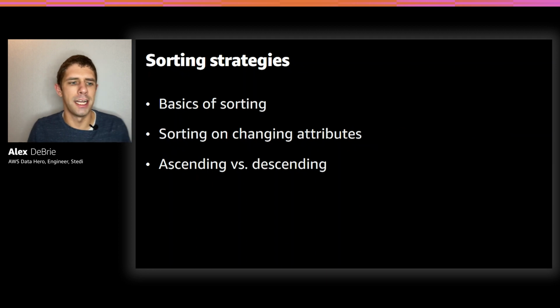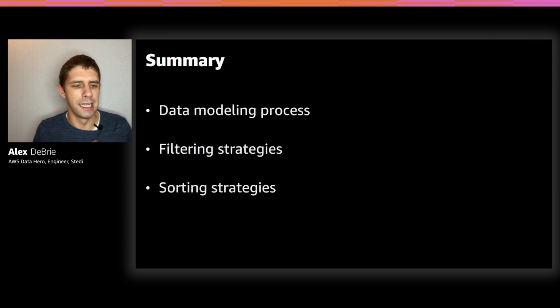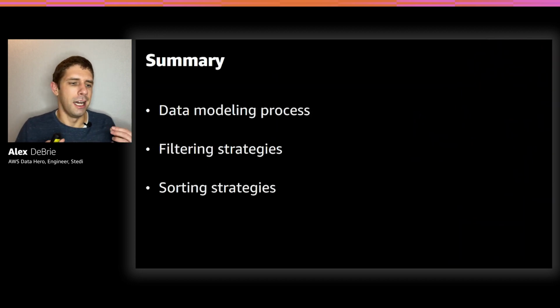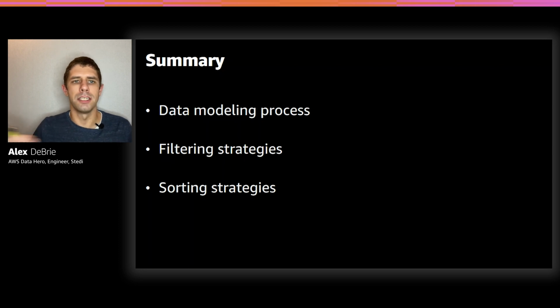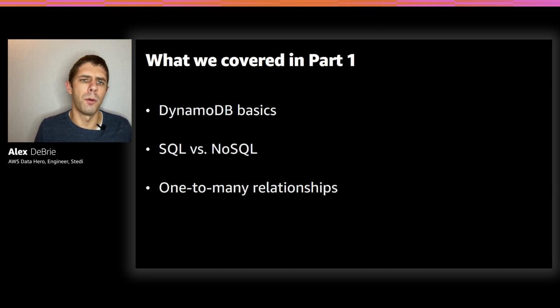So those are the big sorting strategies there. We talked about the basics of sorting, how it's sorted, thinking about UTF-8 bytes and those unique identifiers as well. Then we talked about some specific problems, sorting on changing attributes, ascending versus descending. That closes up this talk. Just a reminder of what we talked about. First, we started off with that data modeling process. How do you approach a problem in DynamoDB? What are the steps you walk through? Then we looked at two different types of strategies, right? We did filtering strategies and said, how do we efficiently get the data that I want to get? And then we talked about sorting strategies to say, how do I use that sort key efficiently in my data model?